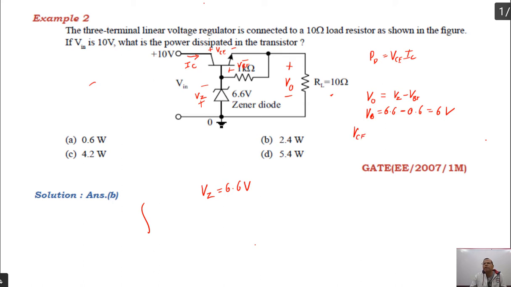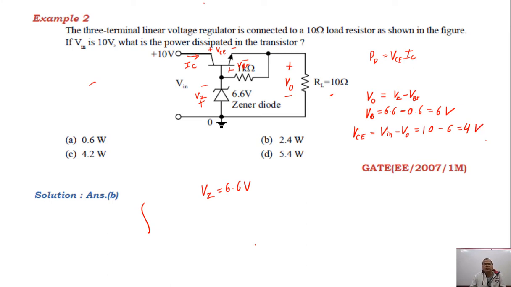If output voltage is 6 volt, then voltage VCE will be input voltage minus output voltage. Input voltage is 10 volt and output voltage is 6. So voltage across the collector and emitter terminals is 4 volt, right.